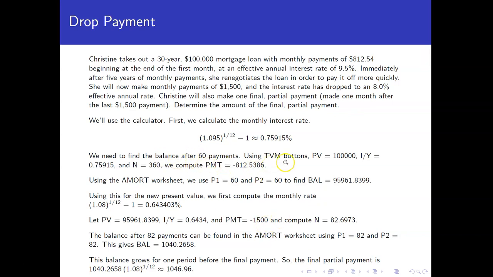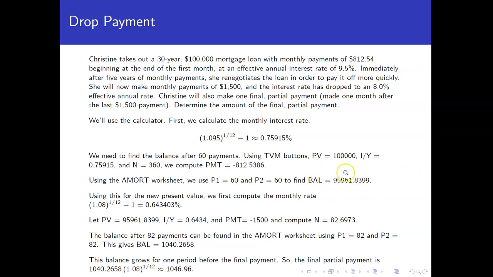Using our time value of money buttons, present value is the amount of the loan. We calculated the monthly interest rate, and there are 360 payments. Notice that our payment amount comes out exactly what they had given to us in the problem. Now we can use our amortization worksheet by using 60 as the 60th payment for both the P1 and the P2. That's because it says we're going to make 5 years of monthly payments. The loan balance then is $95,961.84.